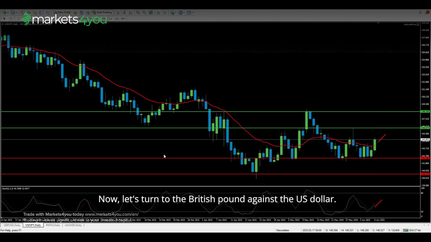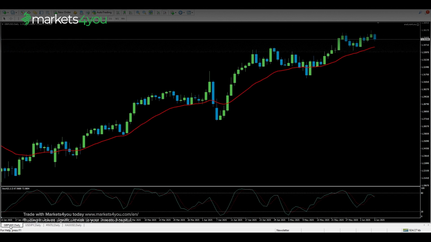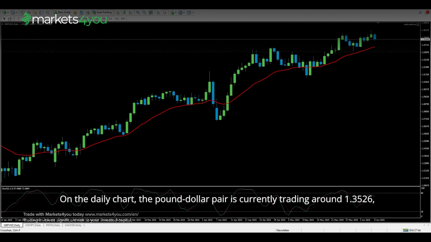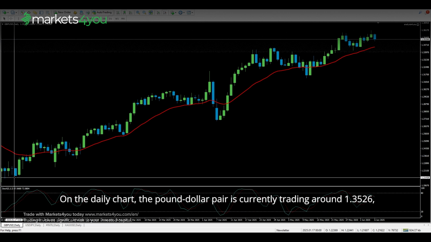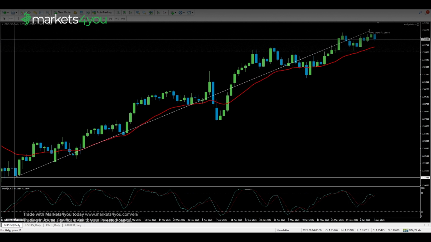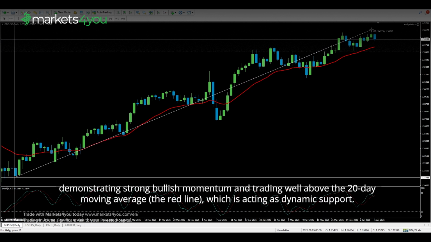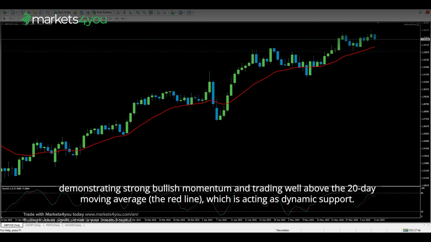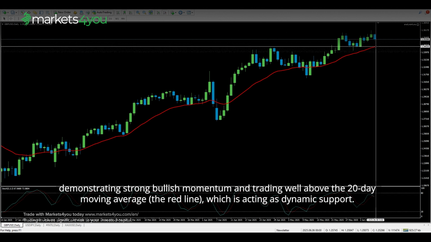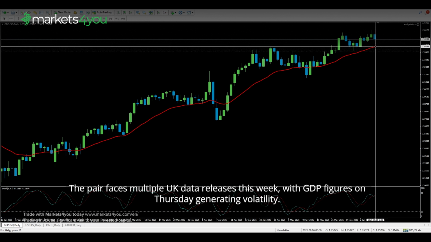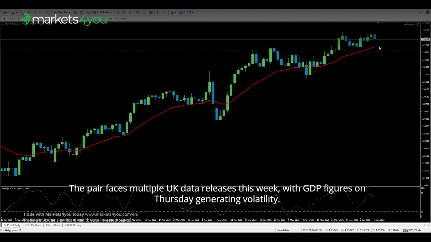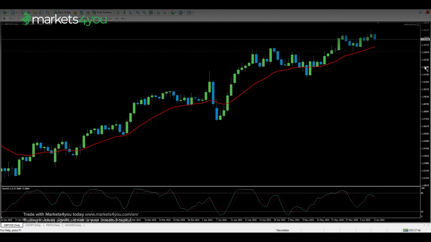Now, let's turn to the British pound against the US dollar. On the daily chart, the pound-dollar pair is currently trading around 1.3526, demonstrating strong bullish momentum and trading well above the 20-day moving average, the red line, which is acting as dynamic support. The pair faces multiple UK data releases this week, with GDP figures on Thursday generating volatility.